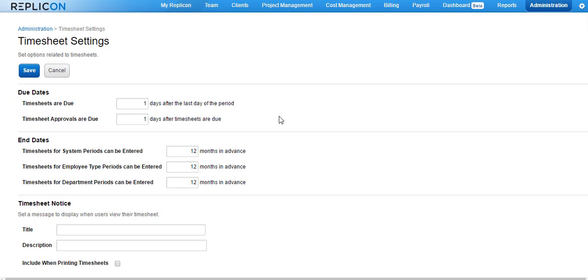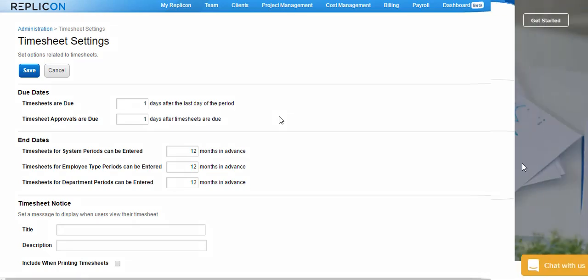The timesheet approvals are due will be effective after the timesheet due notifications have been sent out. It is now set to be 1 day after the timesheets are due. So if my timesheet is due on Sunday, the timesheet approvals are due will be on the next Monday. This is how the due dates can be set up in the Replicon system.